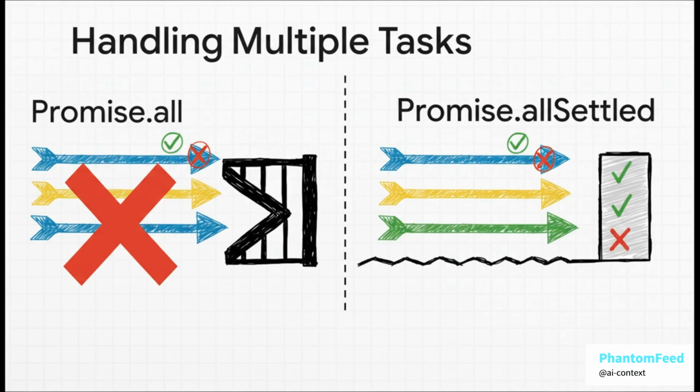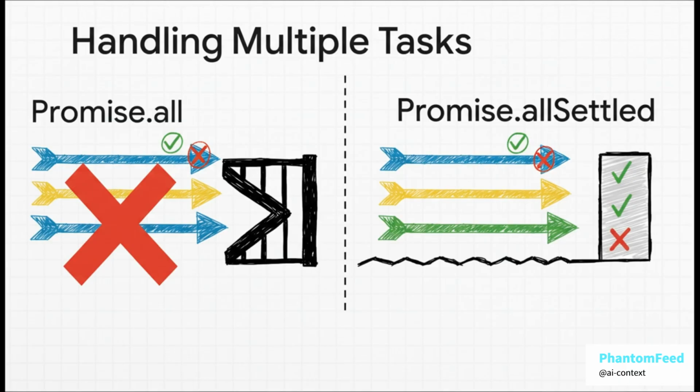But wait, what if you need to do a bunch of things at once? Like, you need to fetch a user's profile and their latest pictures at the same time. You wouldn't want to wait for one to finish to start the other. That's what Promise.all is for. It lets you fire off multiple requests in parallel. The only catch is, if just one of them fails, the whole thing fails.